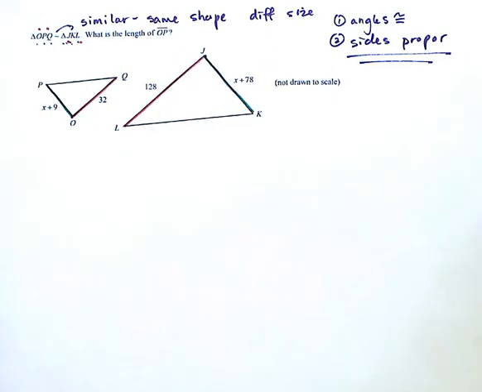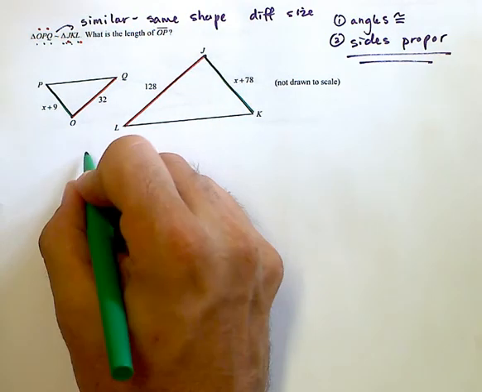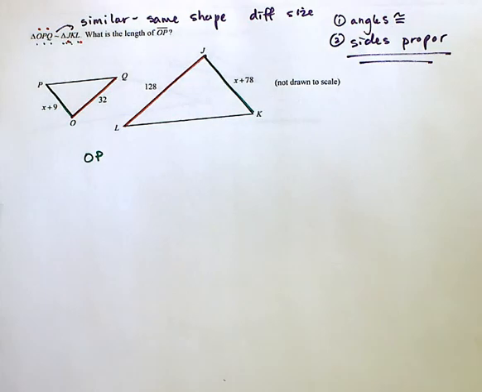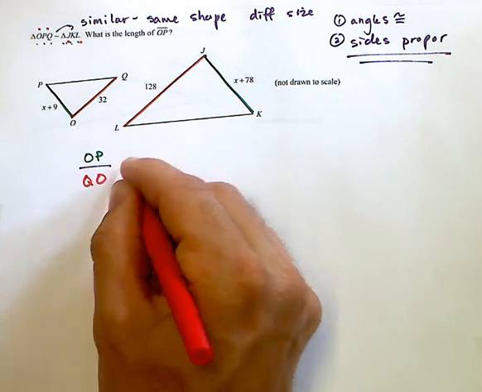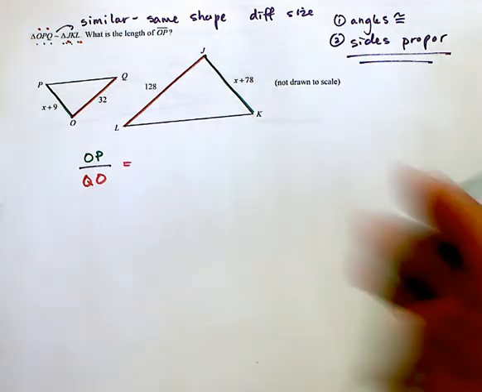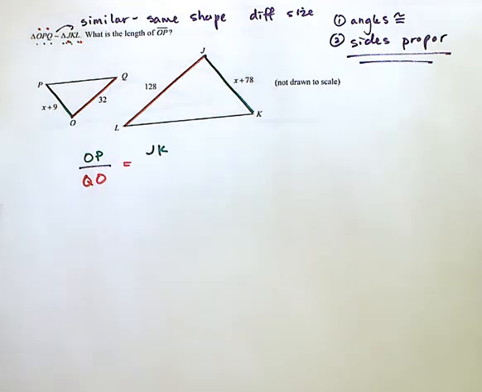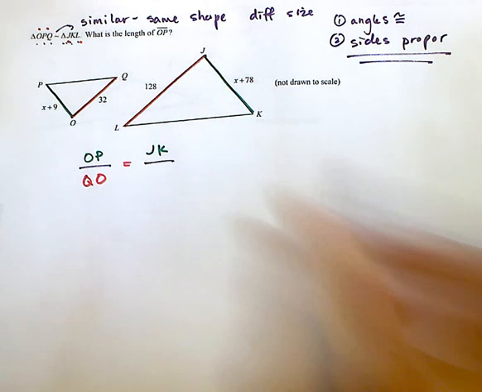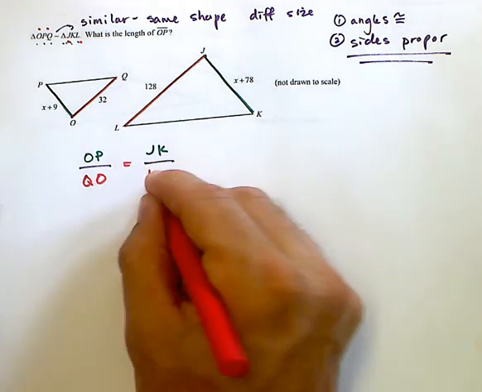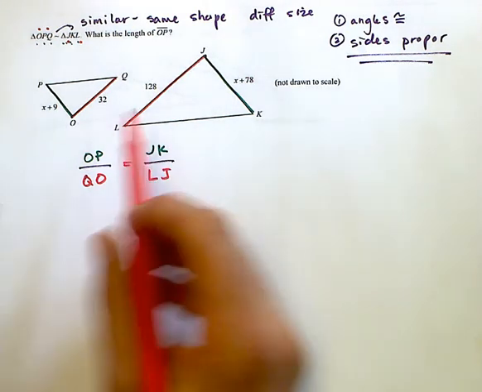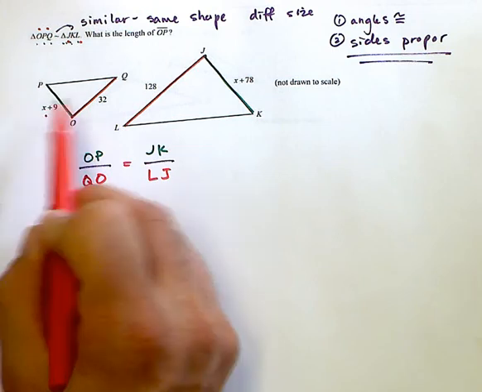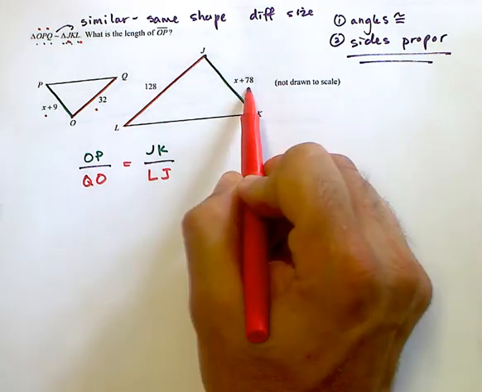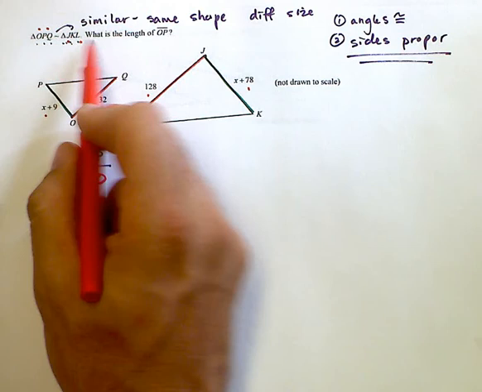And what I'm going to do is I'm going to say OP over OQ, or we'll say QO. This is going to be the same as JK over LJ. Now here I've set up a proportion of corresponding parts. This part, OP over this part, will be the same as this part over this part. Corresponding parts. We know that by the order of the letters.